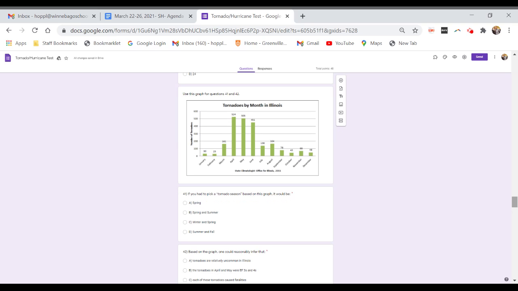For questions 41 and 42, use this graph here where it says tornadoes by month in Illinois. Notice on the x-axis you have your months, and on the y-axis you have the number of tornadoes.